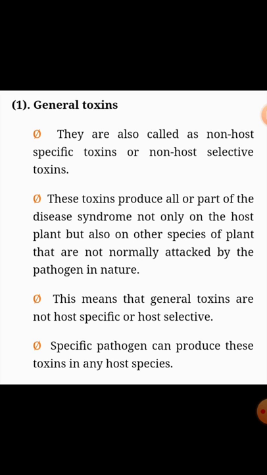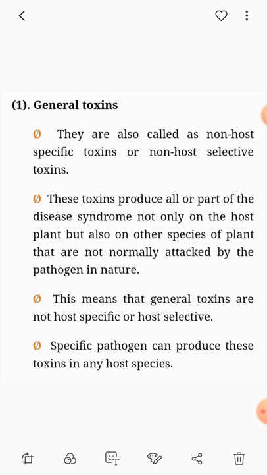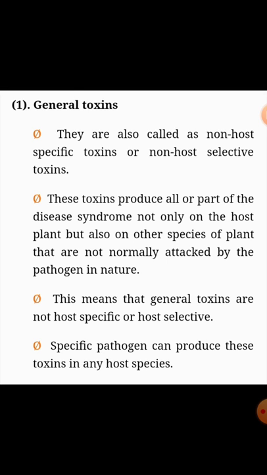These toxins produce all or part of the disease syndrome, not only on the host plant but also on other species of plants that are not normally attacked by the pathogens in nature. These toxins produce symptoms within the diseased plant as well as over healthy plants also. This means that general toxins are not host specific or host selective, as we already discussed. Specific pathogens can produce these toxins in any host species, not in a particular host. They can produce toxin in any kind of species or any kind of host plant.